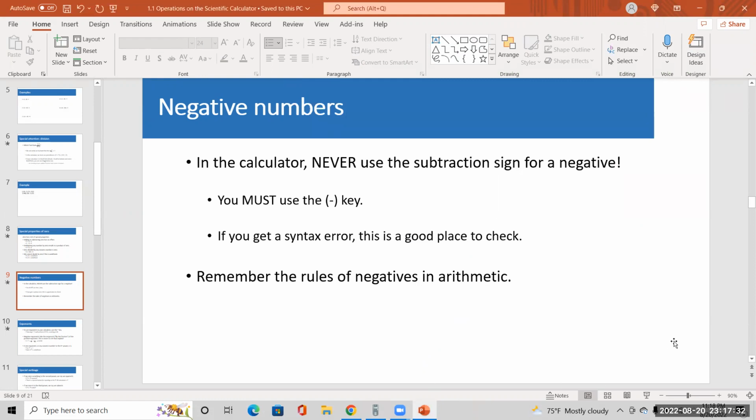Remember to refresh on the rules of negatives in arithmetic. Negative times a negative is going to be a positive. Negative times a positive is a negative. Adding and subtracting negatives, keep those in mind as we go. Use your calculator if you're not sure.